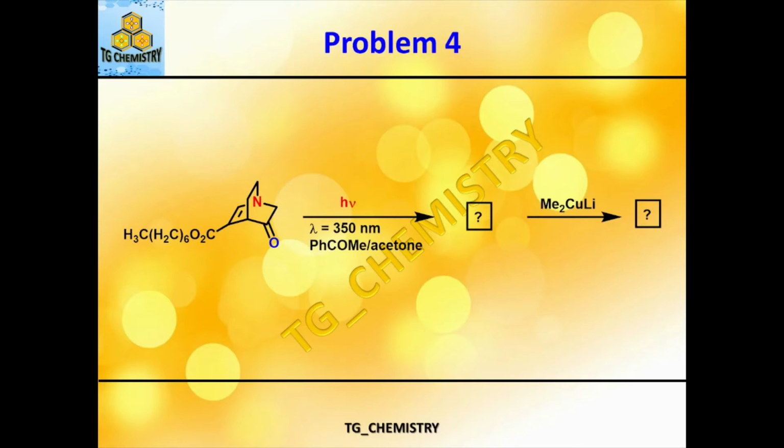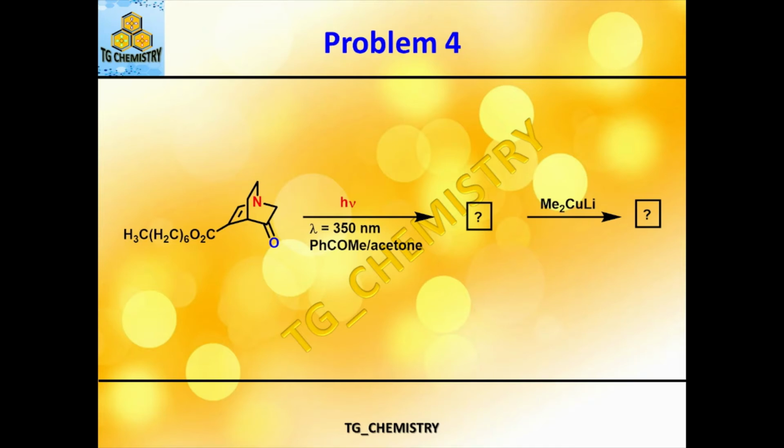Next, we will talk about a classic problem of the application of oxa-di-pi-methane photoisomerization reaction, where you can see the substrate is a nitrogen containing bicyclic system, which is a substrate of oxa-di-pi-methane system, if you can recognize from the skeletal structure. And this is more commonly known as quinuclidinone. So the substrate is the quinuclidinone.